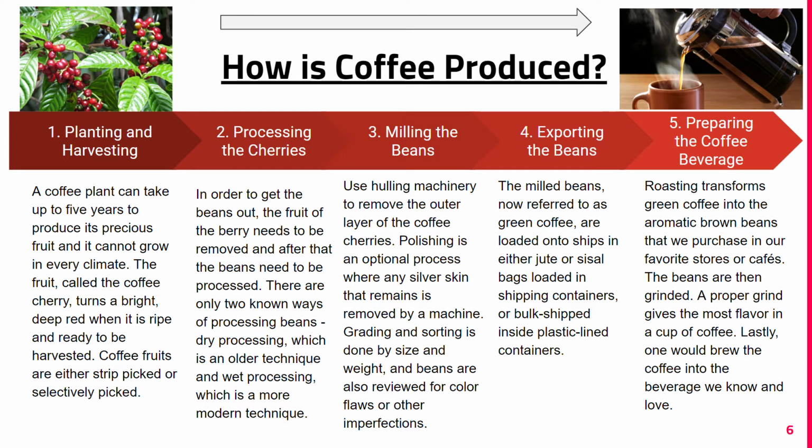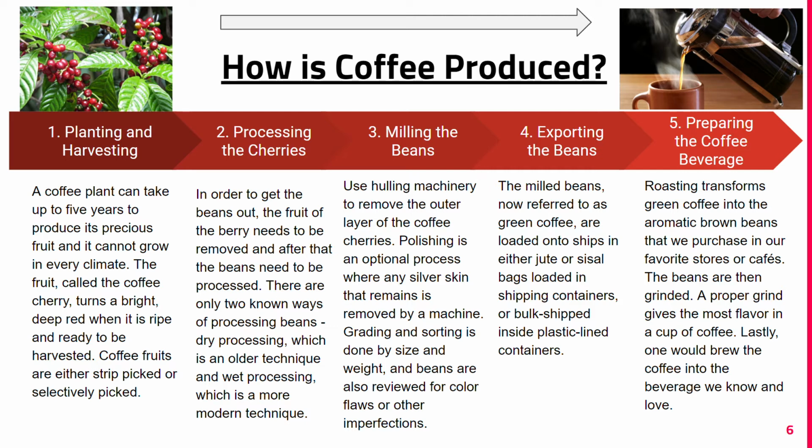and the beans need to be processed. So there are only 2 known ways of processing beans: dry processing, which is an older technique, and wet processing, which is a more modern technique. Now, dry processing is where the beans are placed in the sun and left to dry for around 2 weeks, while being turned from time to time so they can dry evenly.